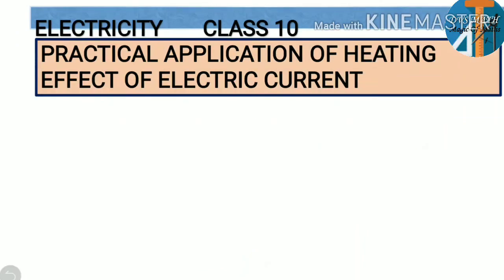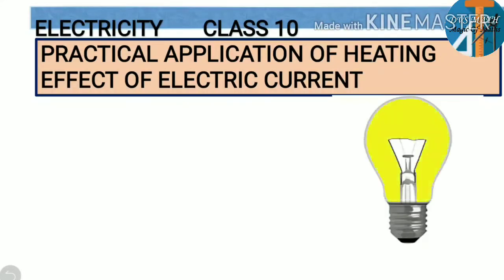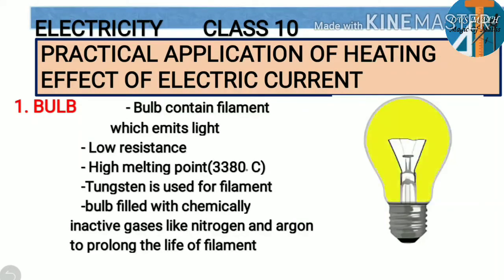So let's go for the next, practical application of heating effect of electric current. Here we are going to explain two appliances, children. We are taking two and talking about their properties. Number one, bulb. Here, as you all know, it consists of a thin filament, right? That filament is what emits the light.